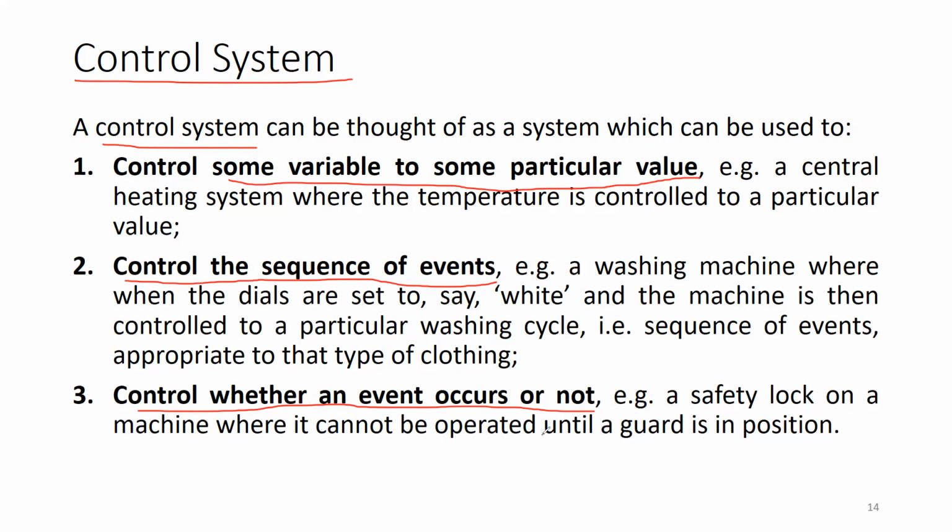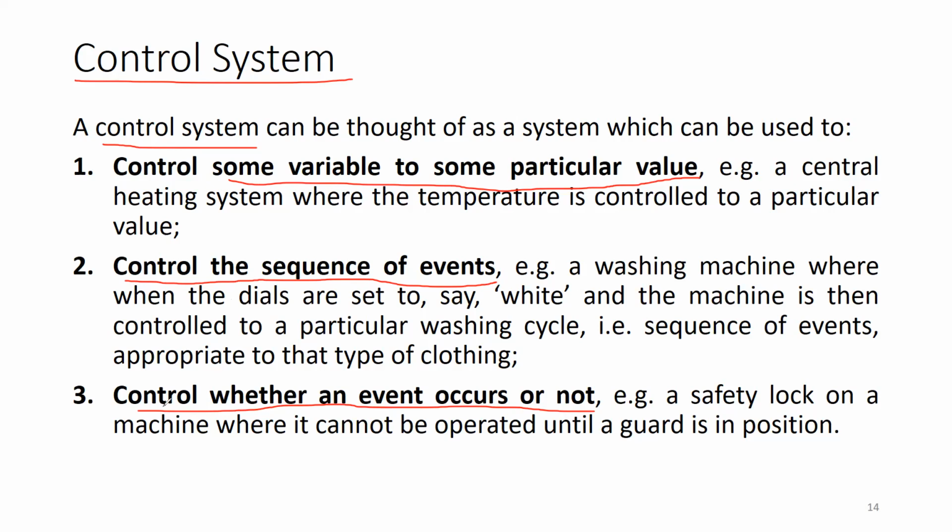This is one. Control the sequence of events. Now, an example is a washing machine. If you have selected a particular type of cycle in the washing machine, a number of sequence of operations will go on. Firstly, the water will fill, then the detergent will fill, then the water will be filled again. Then your spinning will take place, washing will take place, then soaking. All these sequence of operations should go on one after another. So you're controlling the sequence of operations. First this operation should take place, then the second operation, then the third operation, and so on. That can also be controlled through a control system.